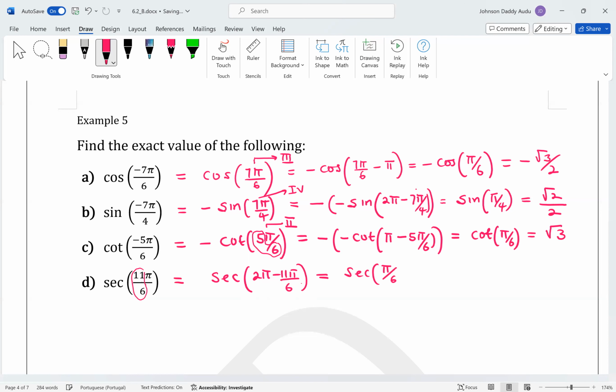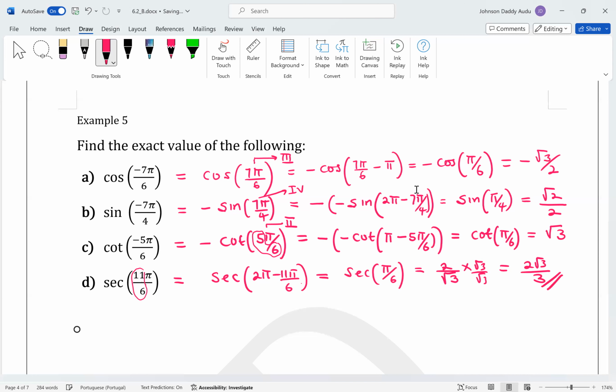And this will be just sec pi over 6, right? What is sec pi over 6? It's the same thing as sec 30, right? Remember, what is sec 30? We know cosine 30 is root 3 over 2. So this is going to be 2 over root 3, which we can rationalize, and we will have 2 root 3 all over 3.